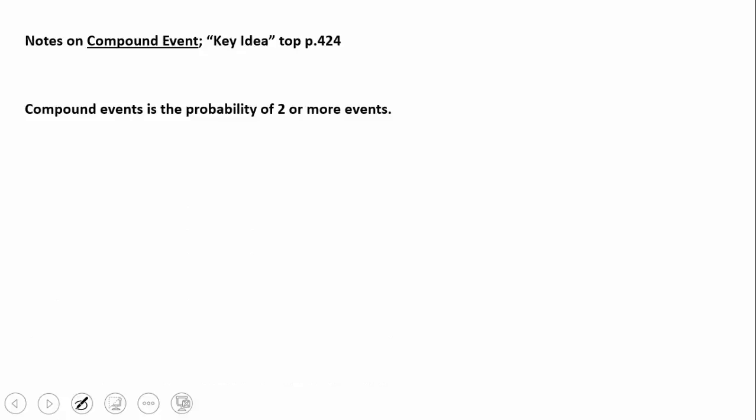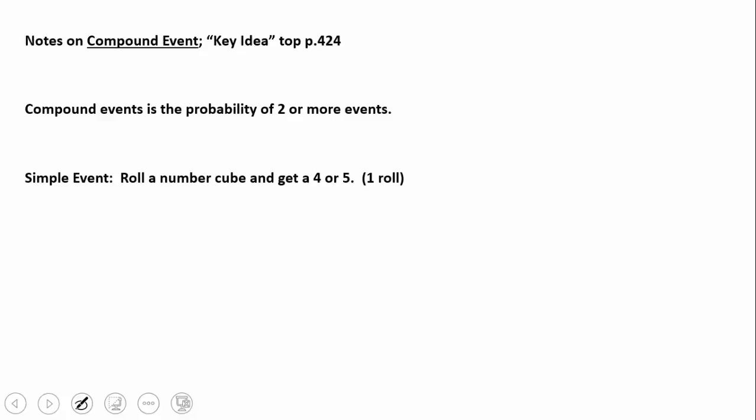First of all, compound events is the probability of two or more events. Okay, and we've dealt with a little bit of this. We just didn't call it compound before. I think it was mentioned briefly, but certainly not in something that you were asked to remember.